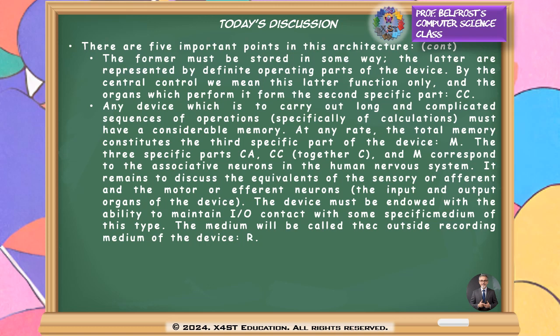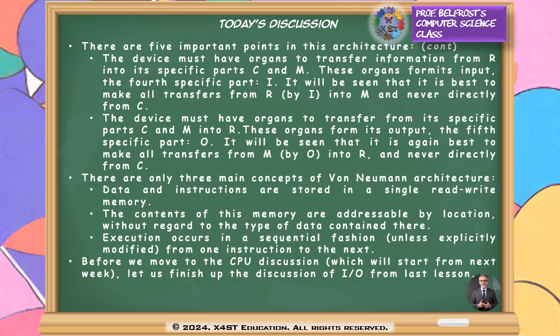It remains to discuss the equivalent of the sensory or afferent and the motor or efferent neurons. Okay, so it's just the equivalent, the input and output organs of the device, the computer itself. So the device must be endowed with the ability to maintain I/O contact with some specific medium of this type, and the medium will be called the outgoing medium of the device, which is R in the previous picture. That's just a symbol. Okay.